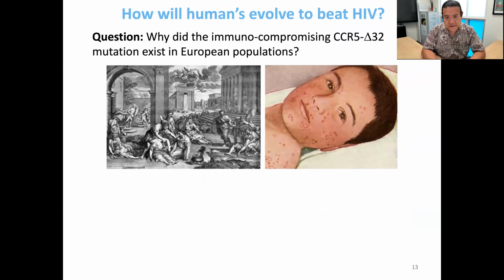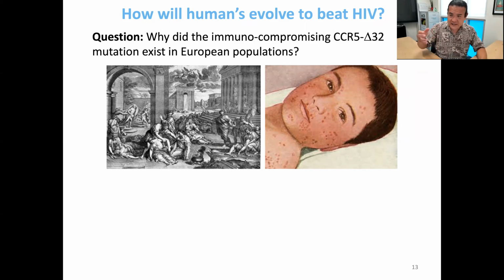So how will humans evolve to beat HIV? So think about this. Why did this mutation, this CCR5 delta 32, if it causes people who have this mutation to be immunocompromised, you would imagine that, yeah, how does something like this actually go on to spread in the human gene pool, right? Because you would think any mutation that somehow weakens something like your immune system wouldn't be selected for, right? In fact, it would be weeded out over many generations.